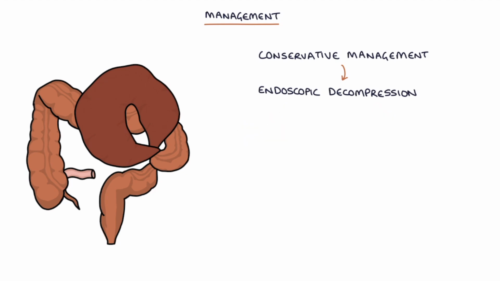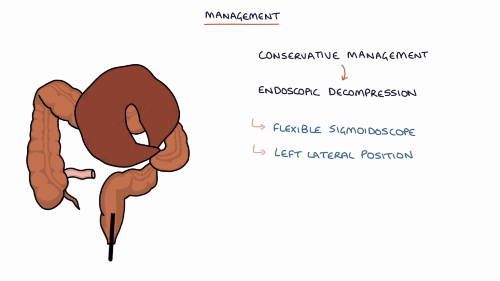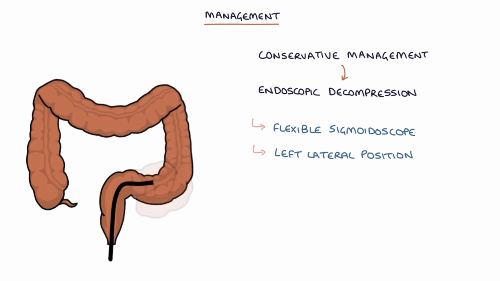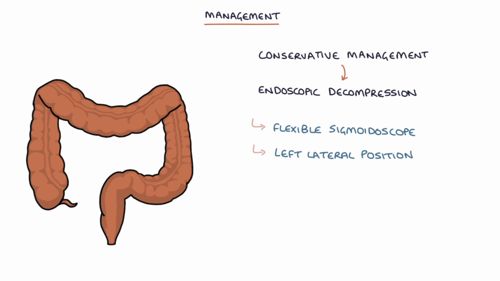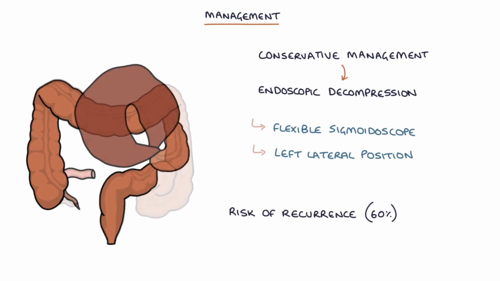Endoscopic decompression involves inserting a flexible sigmoidoscope carefully with the patient in the left lateral position, and this results in correction of the volvulus. A flatus tube, or a rectal tube, is left in place temporarily to help decompress the bowel, and then it's later removed. If conservative management is used, there's a risk of recurrence, around 60%.